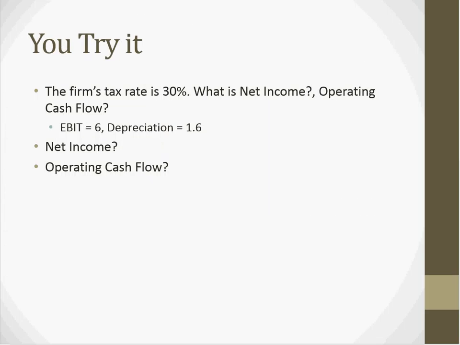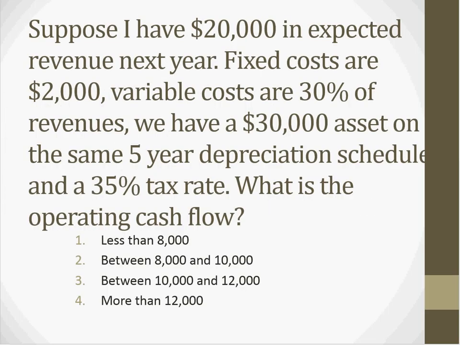So let's try the whole thing again. So here we're starting from revenue, and we're going to go all the way down. So we have 20,000 in revenue, fixed costs are 2,000, variable costs are 30%, a $30,000 asset on the MACRS 5-year scale and a 35% tax rate. We want to know what is the operating cash flow. So go ahead and try it. Pause the video and try it, and then when we come back, we'll check, make sure we got it right.